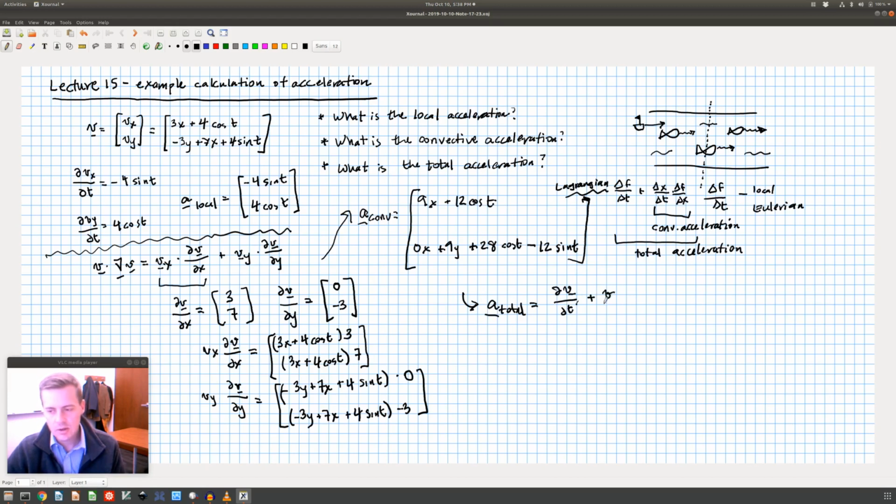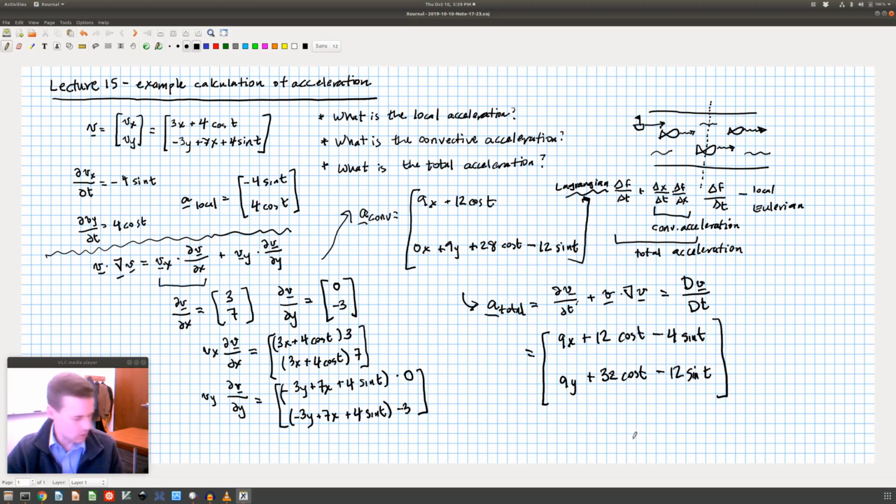acceleration, plus v dot grad v, which I said was the same thing as my material derivative, big dv dt. So now what does that equal? Well, it's just the sum of this plus the local. So now my total acceleration is going to be 9x plus 12 cosine of t minus 4 sine t. And then my local acceleration is now going to be, or my total acceleration for the y component is 9y plus, and then I have 28 cosine t and a 4 here, so 32 cosine t minus 12 sine t. Oops, forgot my sine of t.